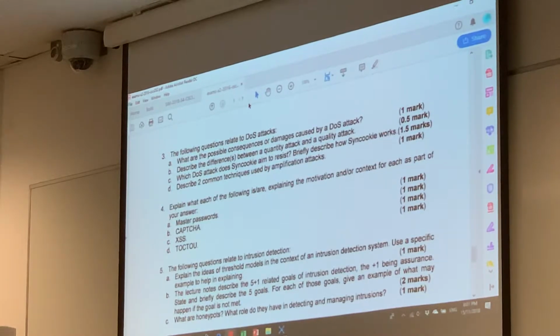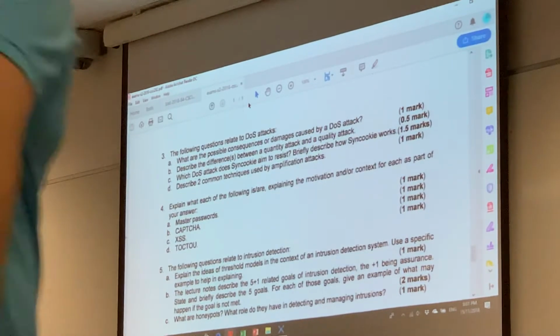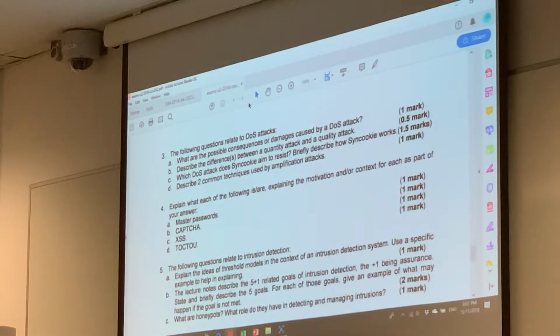The following questions are related to DOS attack. What are the possible consequences of damage caused by a DOS attack? A DOS attack usually will bring down the system, okay? But does a DOS attack also destroy data? Maybe some of that, depends. Basically, the availability of the system. Then, describe the difference between a quality attack and a quantity attack. Quality means it actually causes damage. Quantity is low, it's just trying to flood the system.